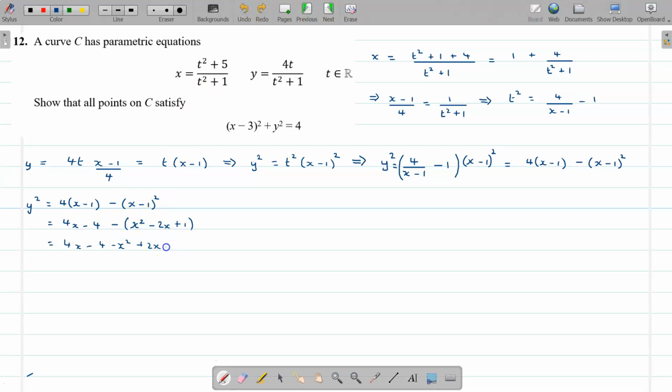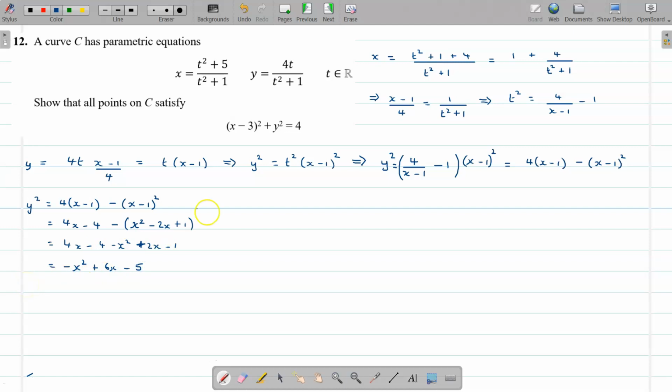Okay, so if I now put my 4x and 2x together, that will give me a 6x, which is encouraging because it looks like I'm going to complete the square. So that's equal to minus x squared plus 6x minus 4 minus 1, so that's minus 5.